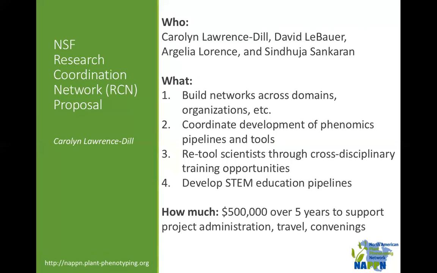So one thing that was a big outcome of last year was a discussion about how on earth, as an organization, we are actually going to get anything done when we have $0. That's a problem. So right now we're working on drafting an NSF Research Coordination Network proposal. This is something where you can ask for up to $500,000 over 5 years. And that's something to support our membership by building the networks, coordinating pipelines and tools, retooling scientists so they learn new things, and developing STEM education pipelines.